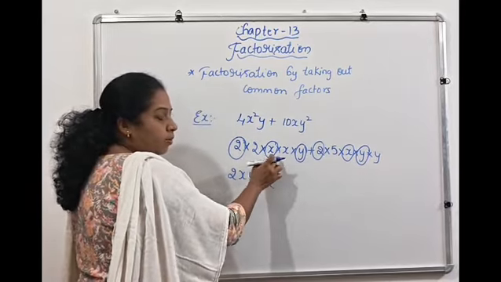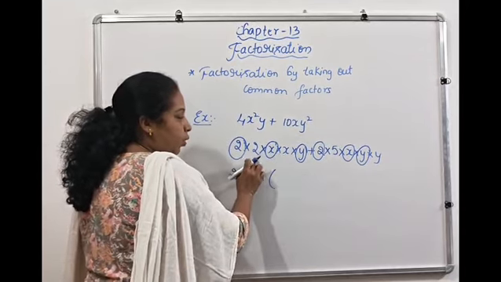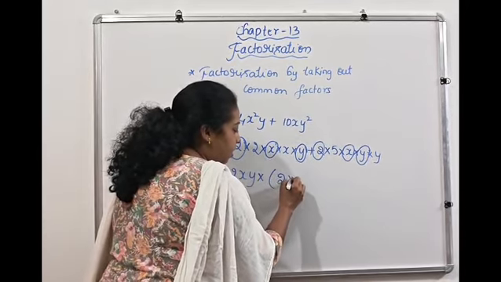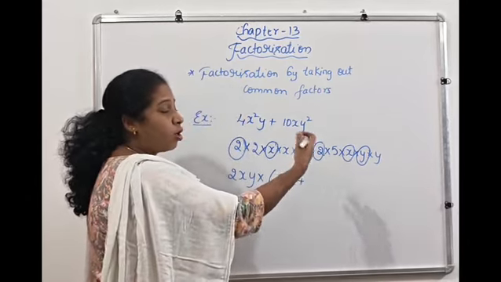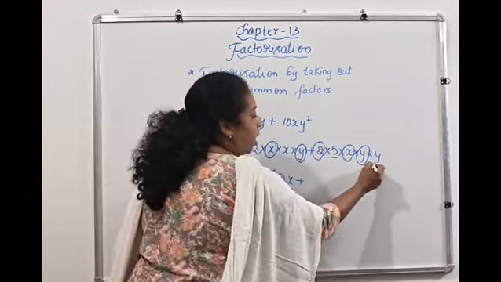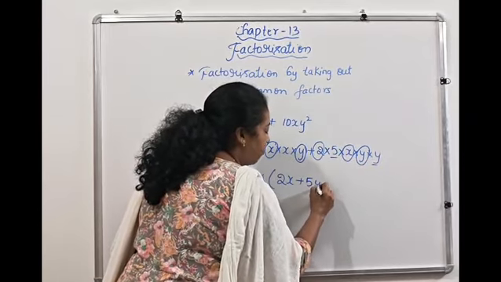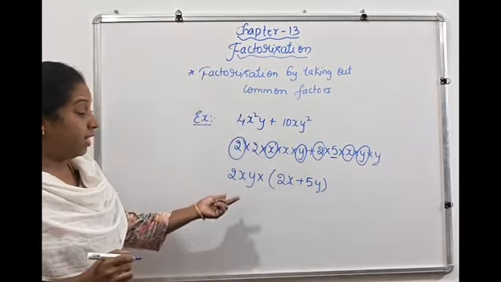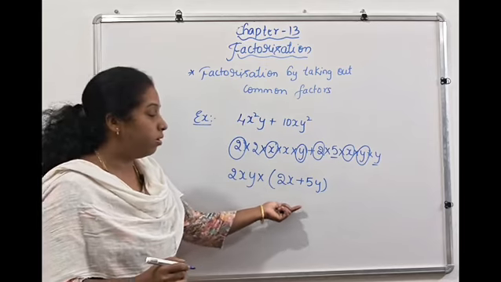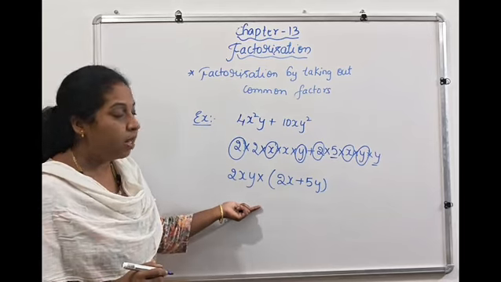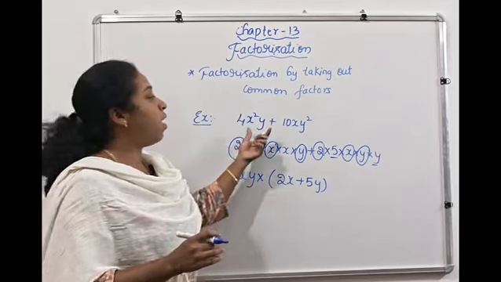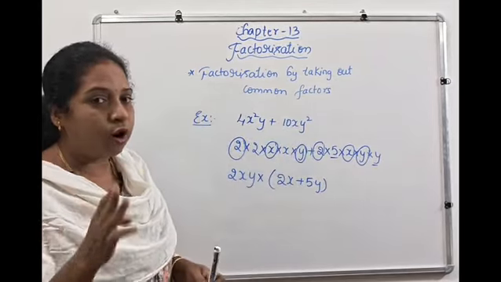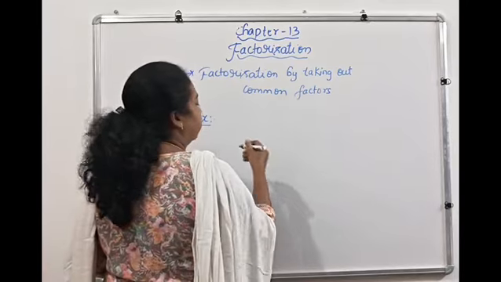In this term, which are the remaining factors? 2 into x. Plus, in that term, which remain? 5 and y, 5y. This is how to do factorization by taking out common factors. So now I've taken two terms. Let's go for three terms.